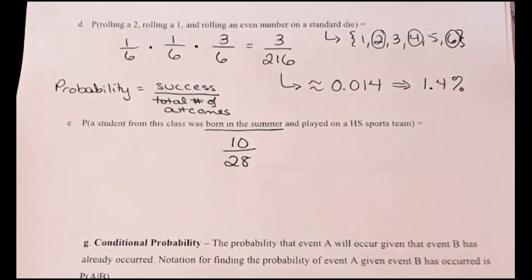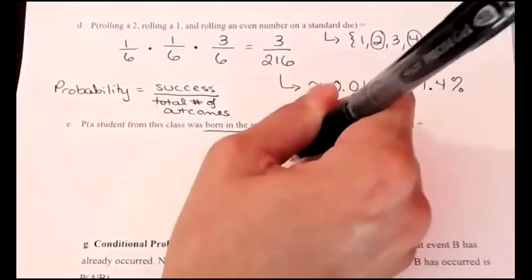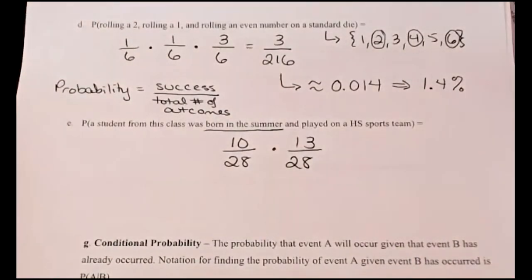Okay, now let's start again. How many of you played on a high school sports team? Ooh, okay. 1, 2, 3, 4. Oh my God, holy crap. Okay, let me scroll right back up. 1, 2, 3, 4, 5, 6, 7, 8, 9, 10, 11, 12, 13. Okay. It looks like there were 13 of us that played on a high school sports team.